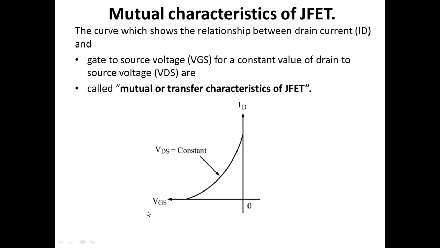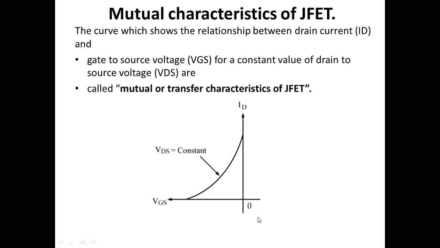Next, the input voltage, the gate to source voltage, we increase. This is a negative voltage. Let's suppose here it is -5 volts, then -4, -3, -2, -1. In this way we increase the VGS value, and for each, we have to note down the corresponding ID values, the drain current.